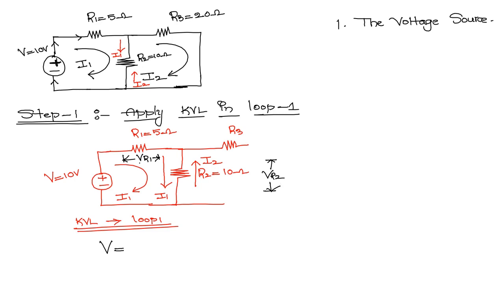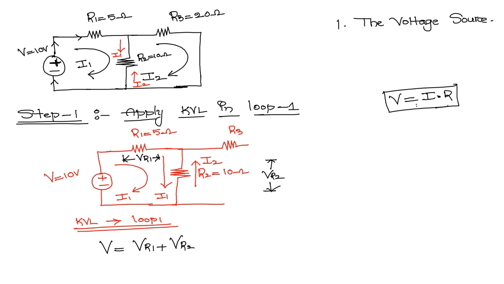Now see here, by applying KVL in the loop, the applied voltage is equal to the voltage drop across R1 plus the voltage drop across R2. So V is equal to VR1 plus VR2. But we know that V is equal to I into R. This is the formula we need to use for the voltage drop across individual elements.